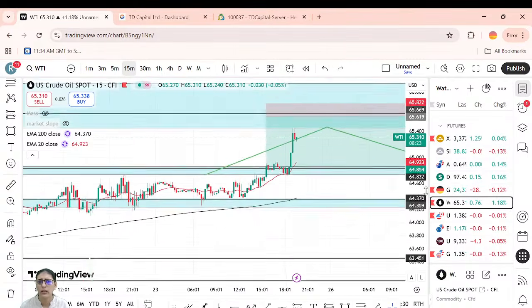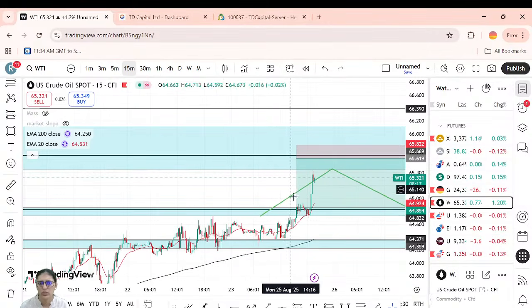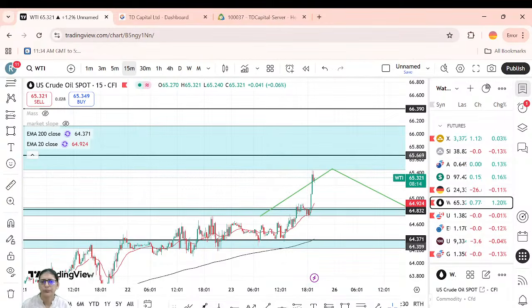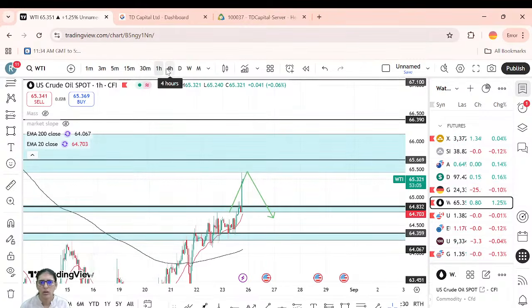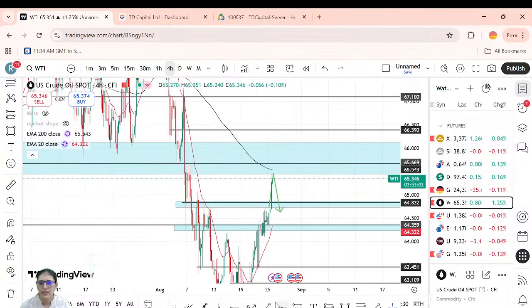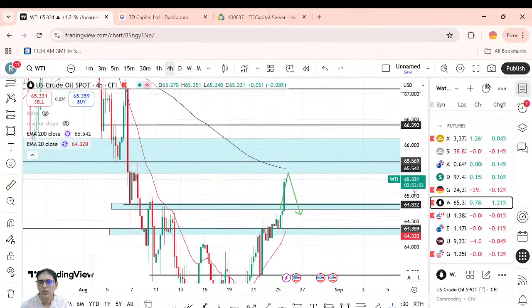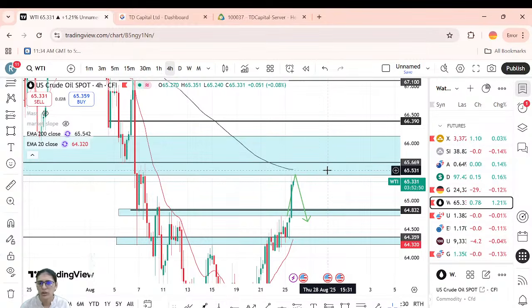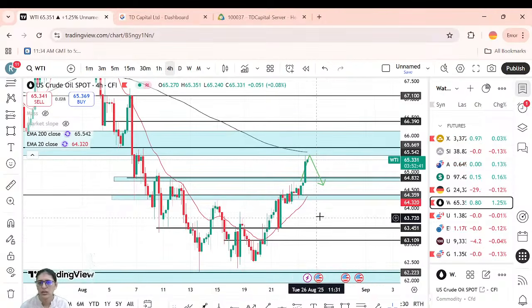Let's move on to oil. Oil has already given the target. This was the trade. Another entry is, if you get an entry somewhere around this level, around 65.561, in that case you can plan a sell here, but just connect other dots.